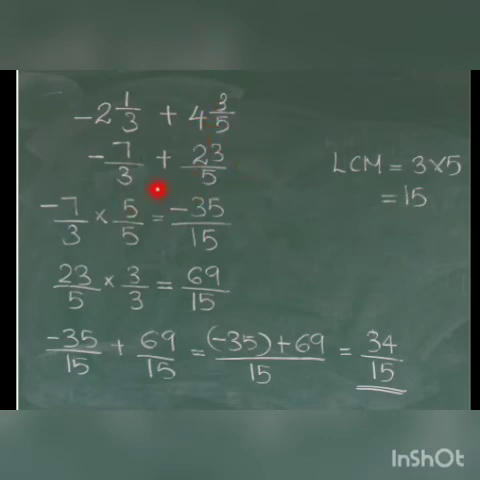Now the denominators are different. 3 and 5 are prime numbers, so you can multiply 3 into 5, 15. Now for the first fraction, 3 into what is 15? 5. So 7 into 5, negative 35 by 15. Then 23 by 5, 5 into 3 you know. So 23 into 3 is 69, 5 into 3, 15. So 69 by 15 and negative 35 by 15. Now the denominators are same, and when we see the numerators, one has a negative sign and the other has a positive sign. So we cannot add. We have to subtract. So 69 minus 35 is 34, and here the larger number is what? 69. So the answer will have a positive sign.